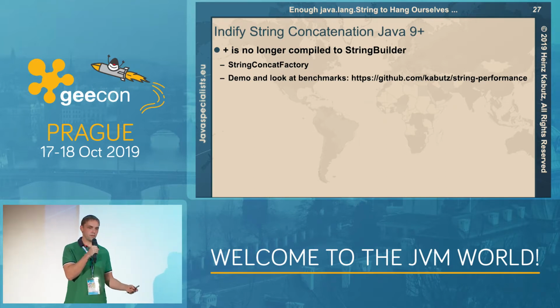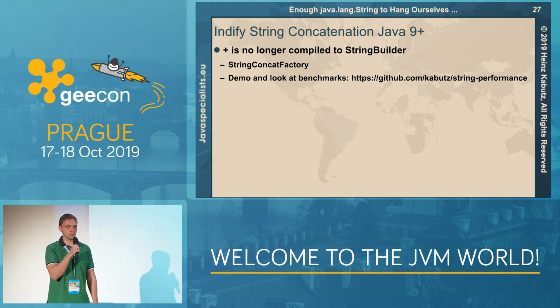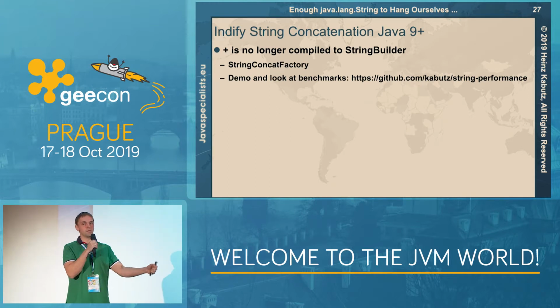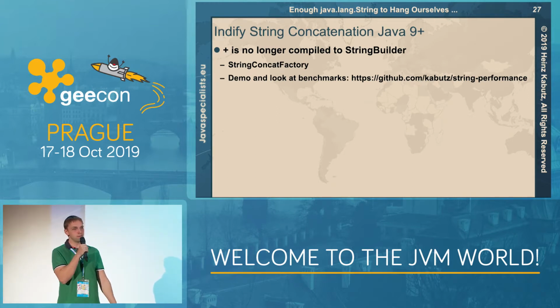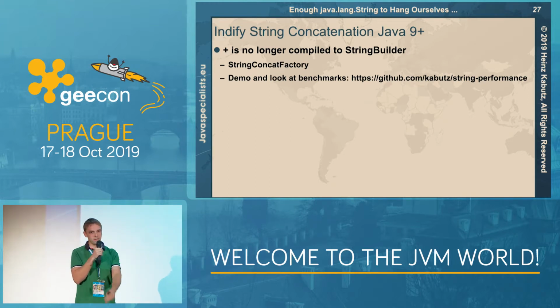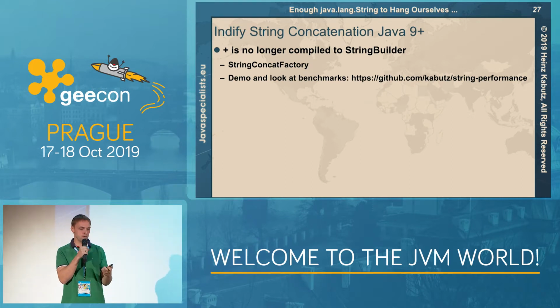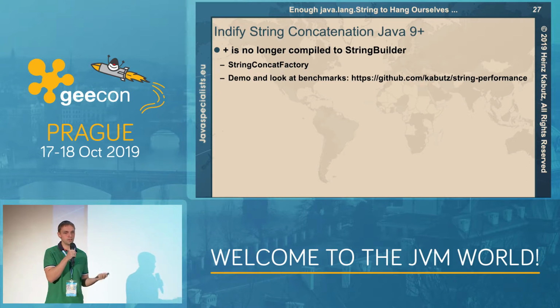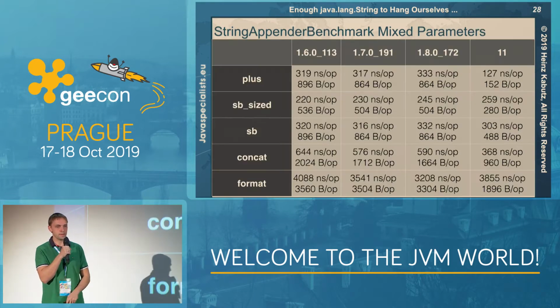JDK and HotSpot, in particular C2, had some special optimizations for certain parts of concatenation. Concatenating an integer would be fast, but if you concatenated a long, it would be slow, because there was no special path down the line. So they decided to do it differently, and since JDK 9+, we have concatenation done via invokedynamic.